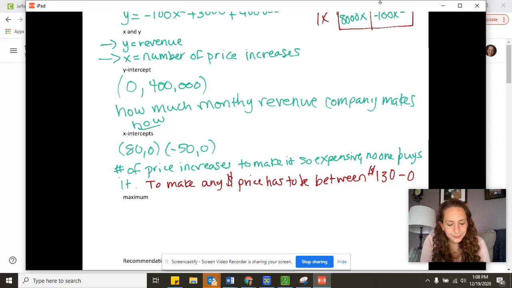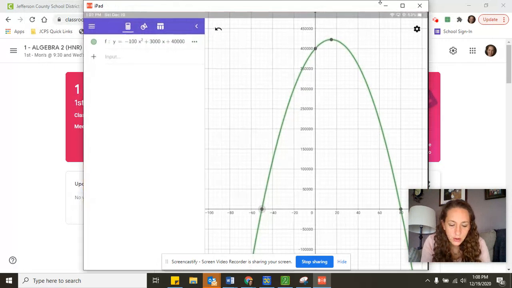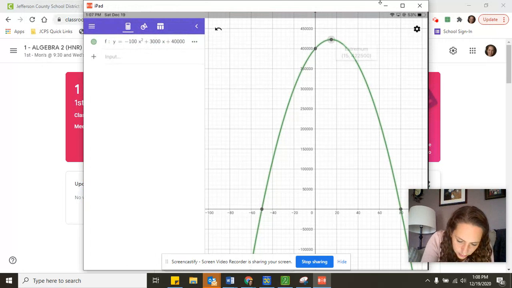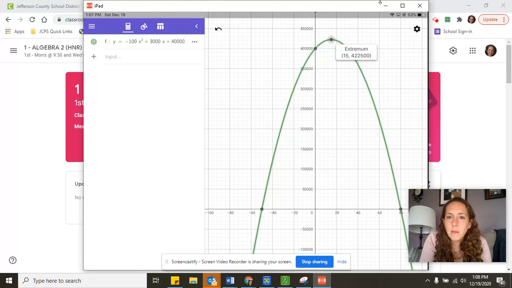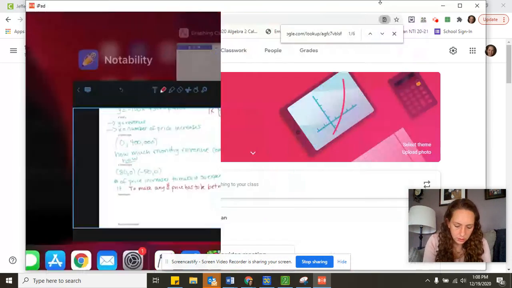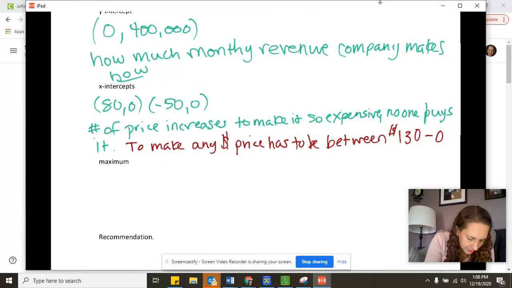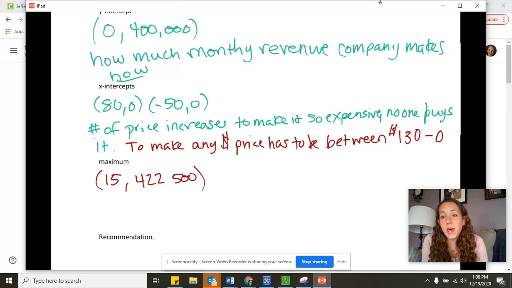Now my maximum. I'm going to come back over here and, oh yeah, my graph is still here. Hooray. So my maximum is 15, 422,500. Maybe I'll take that comma out so it doesn't get confusing. So that means that this is the most amount of money that they can make.